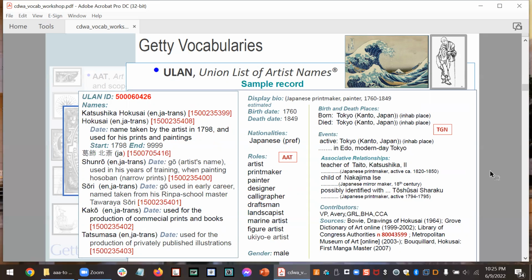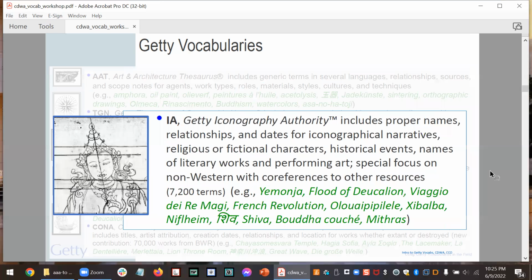So the roles are linked to the AAT: artist, printmaker, etc. The places where he worked and was born and died are linked to TGN. We have associative relationships to his teachers and students, contributors, and down at the very bottom, sources plus links, co-references to the Library of Congress and other resources.